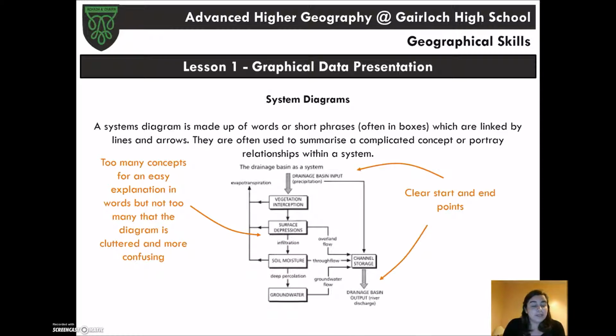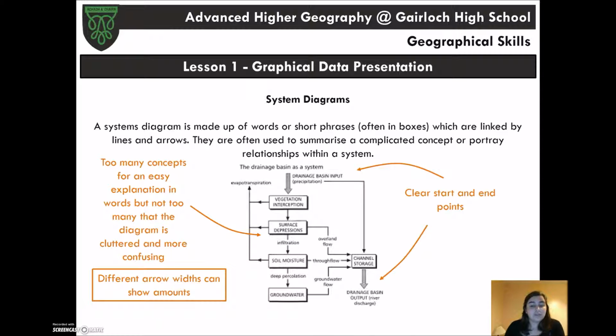This drainage basin, as our example, has too many concepts just to be explained easily. If you've got something that's actually quite basic, then don't waste your time doing one of these. But if that is really complicated, this might be able to help. It's also not too complicated that there's lines going everywhere, there's hundreds of boxes. It needs to be able to be explained.